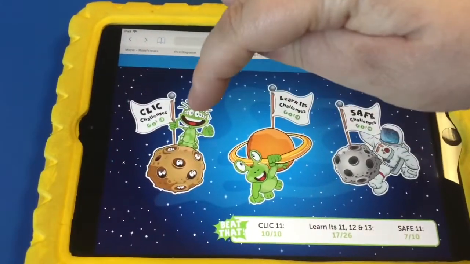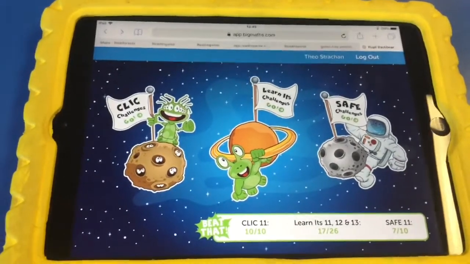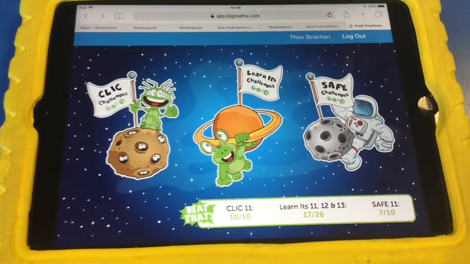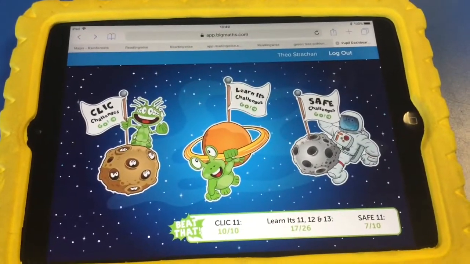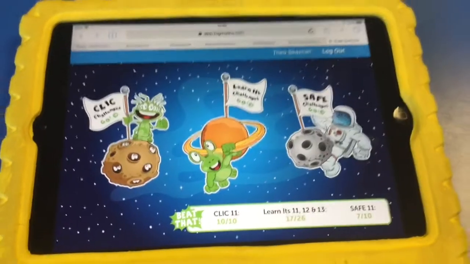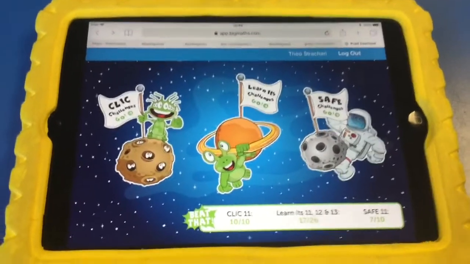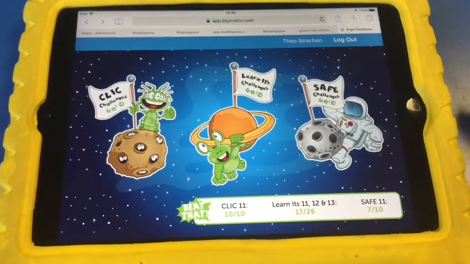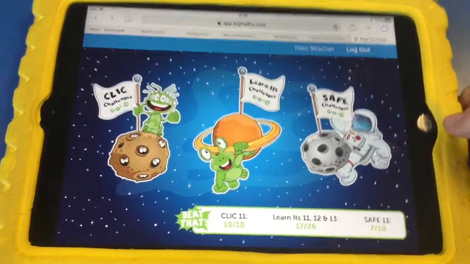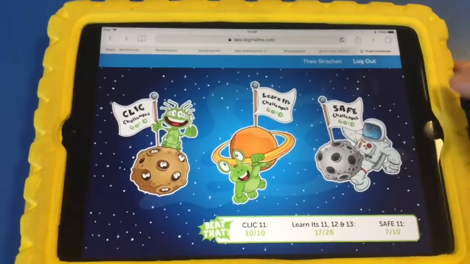The click challenges involve a series of 10 questions based on pupils' number knowledge, and the safe challenges include questions about things such as shape and fractions. Teachers receive information from how the pupils scored in their week, and then that allows the pupils to develop and go up the level in their learning.